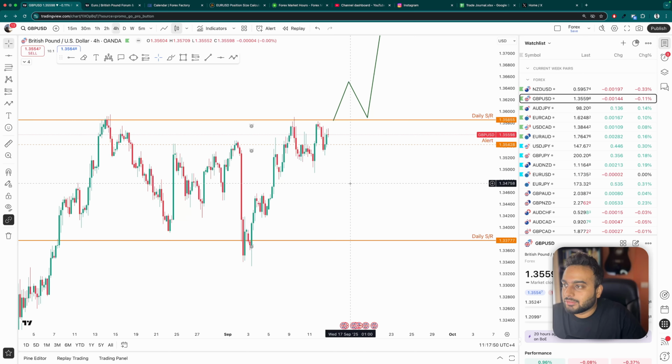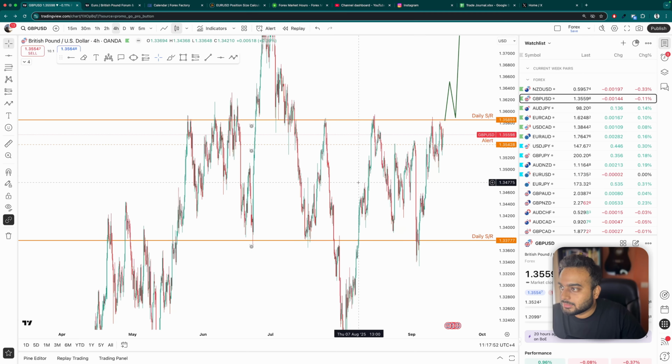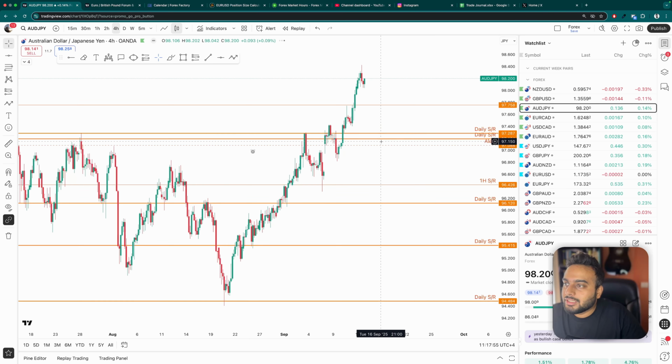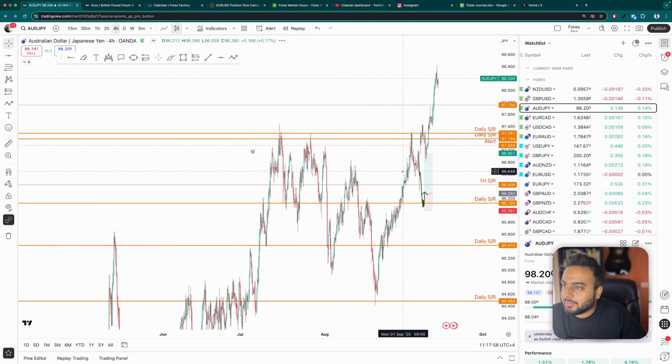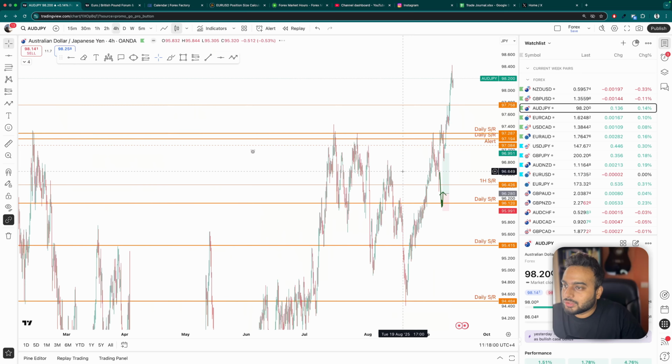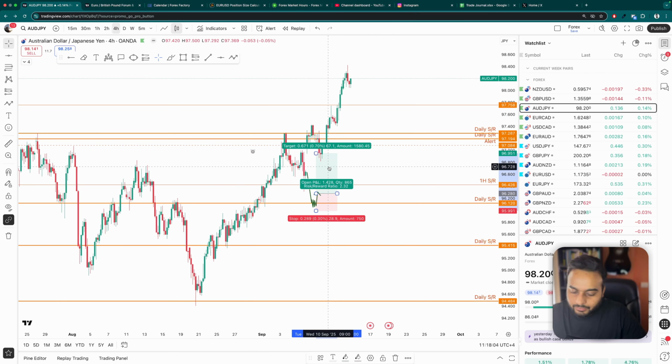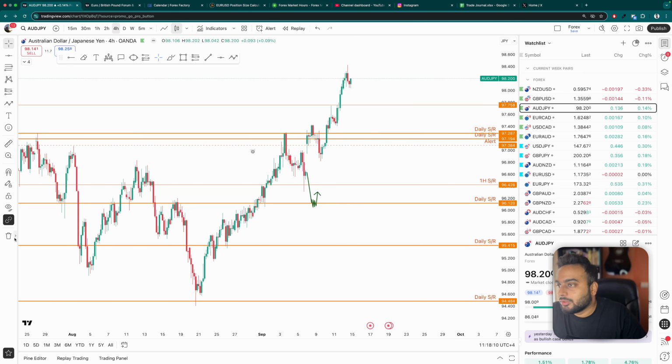I think this price action will not take so much time. Let's see. Now AUD JPY is my favorite pair. Reason being, it moves a lot and gives a really nice price action. And it has always made me a lot of money. AUD JPY, USD JPY, these are the best pairs.